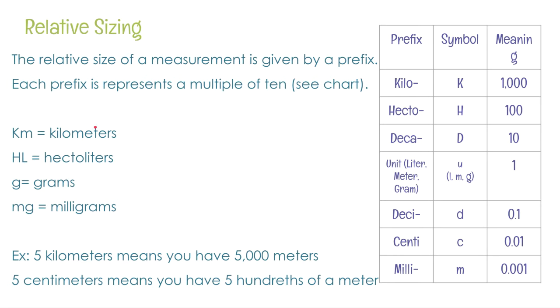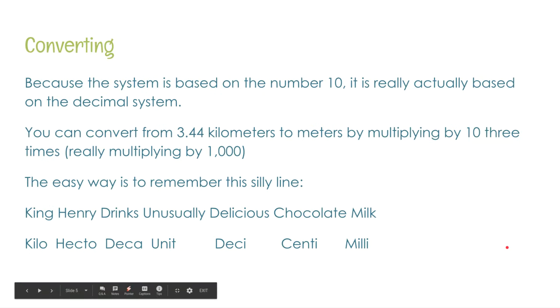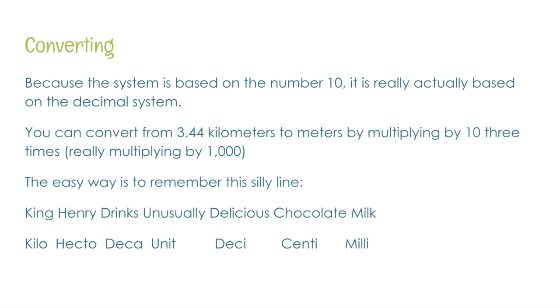Sorry, interrupted. So if I had a distance of 5 centimeters, then I would have 5/100ths of a meter, because centi represents the 100th. So I can convert between my metric units somewhat easily. There's a harder way to do it. I like the easy way.